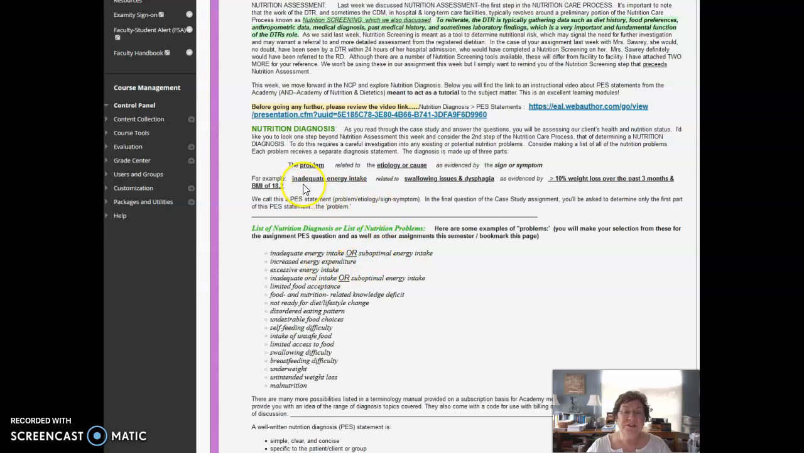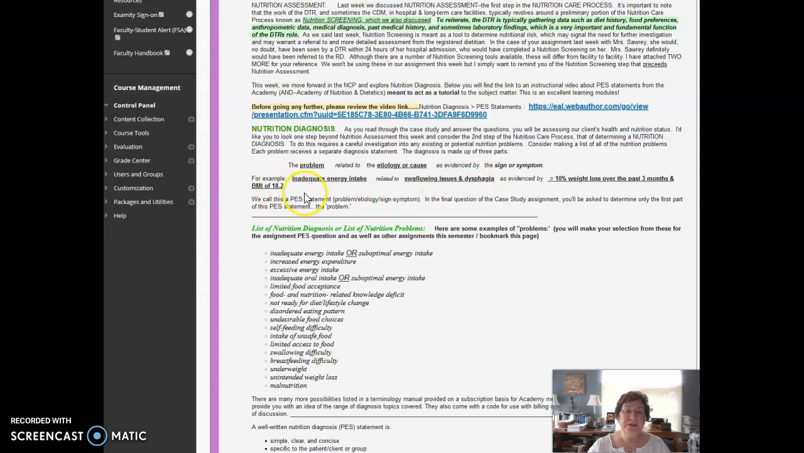And so let me just talk for a moment about the PES statement. We are looking to find a nutrition problem. We're not looking at medical problems. We're looking at the nutrition aspects. So we're looking for a problem, and that is going to be related to some cause or etiology. And then we're also going to be seeing evidence of that problem. And so we document all of those in a statement.